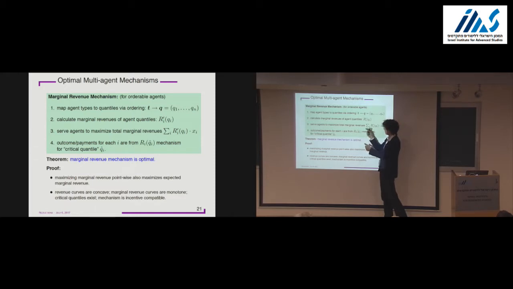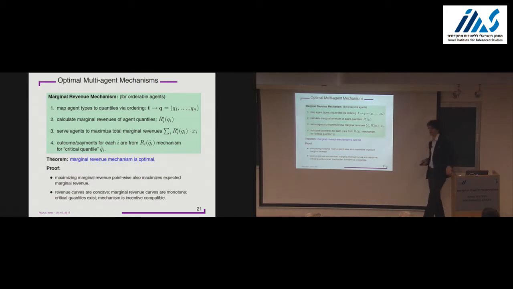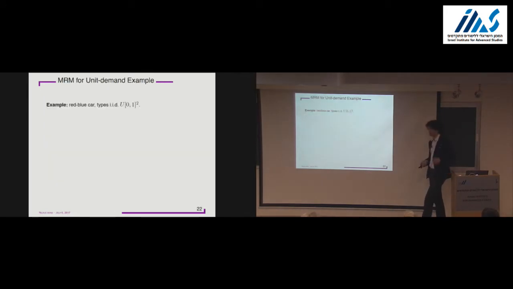It's deterministic, and you find that quantile, and you offer them the mechanism that corresponds to the ex-ante mechanism for that quantile. And that ex-ante mechanism is going to be deterministic. It's going to serve the player or not serve the player. For people above the quantile, it always serves. People below the quantile, it never serves. That's what revenue linearity gets you. Okay, that's a good question.